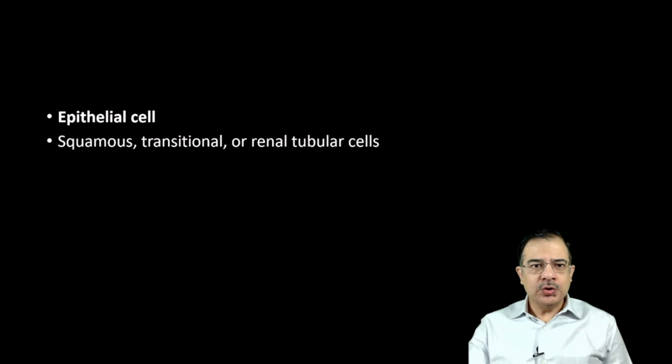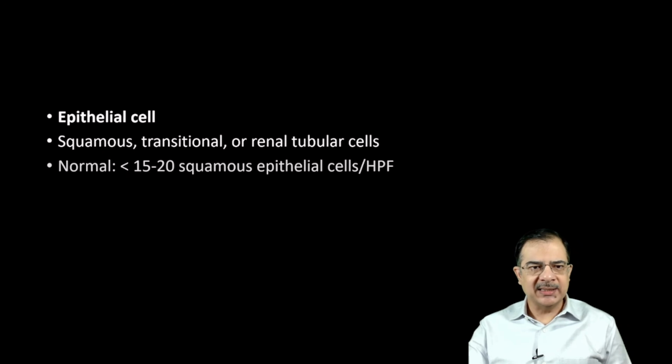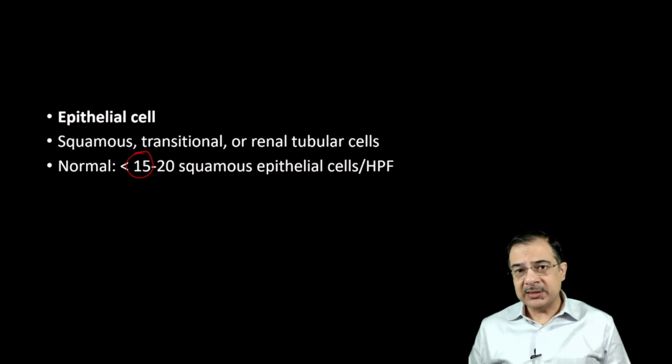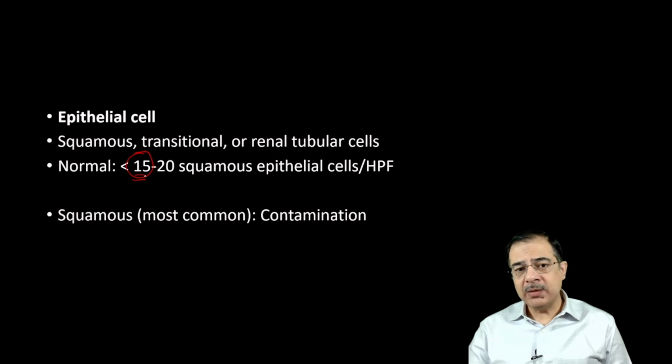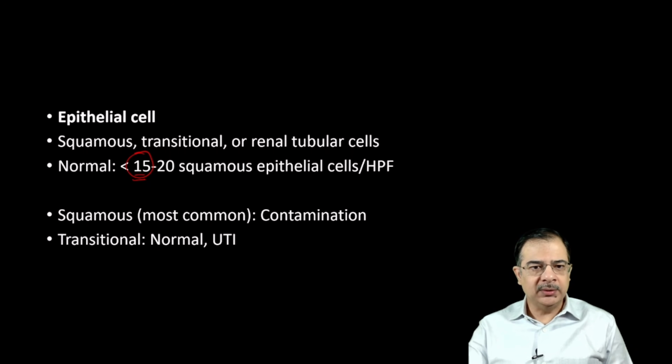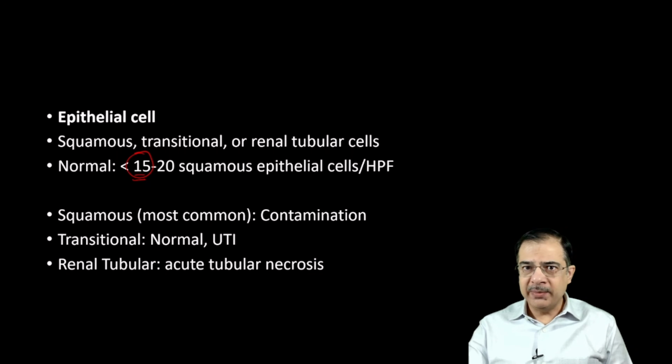Epithelial cells. Epithelial cells can be squamous, transitional or renal tubular cells. Normally the maximum limit is less than 15. I will take less than 15 as the normal limit. Some labs say less than 5 also, but I make the cutoff as 15. Squamous cells are the most common and they represent contamination of the urine sample. Transitional cells are normal or can be seen in UTIs. If renal tubular cells are present, that is renal tubular necrosis.